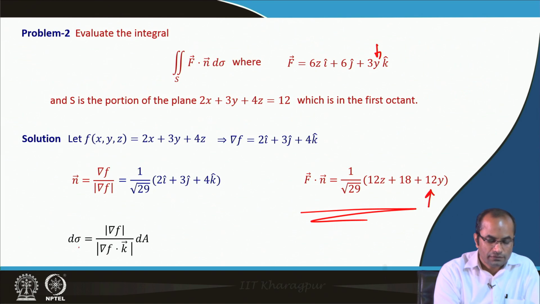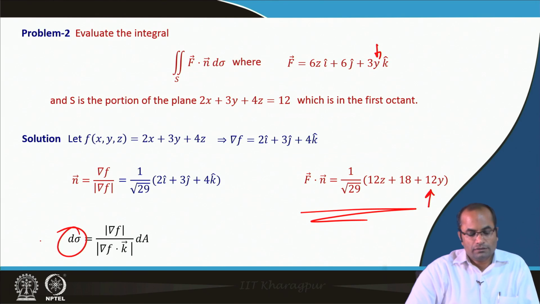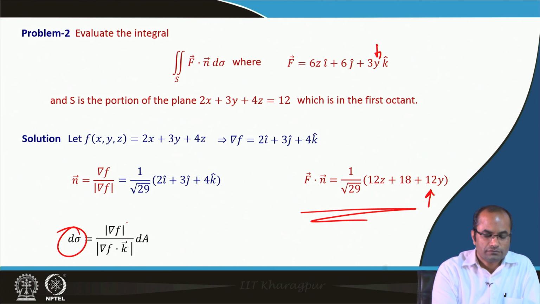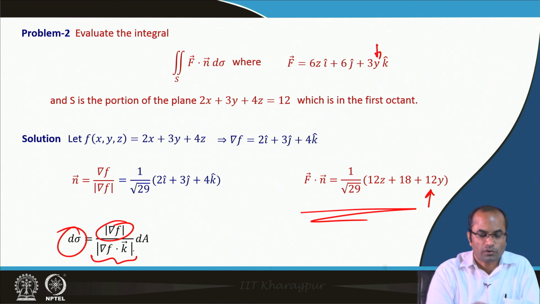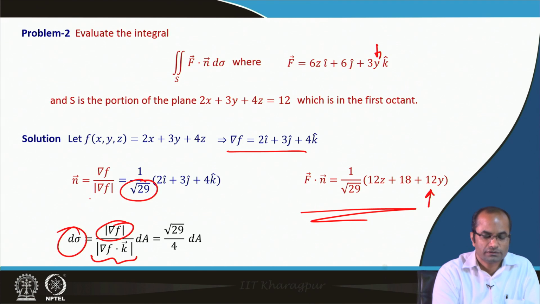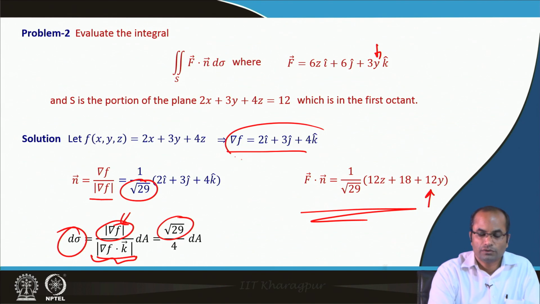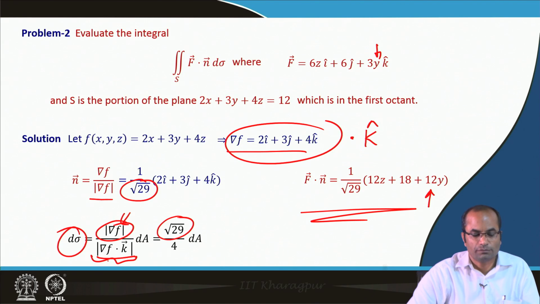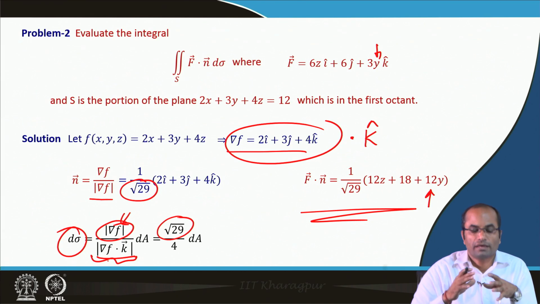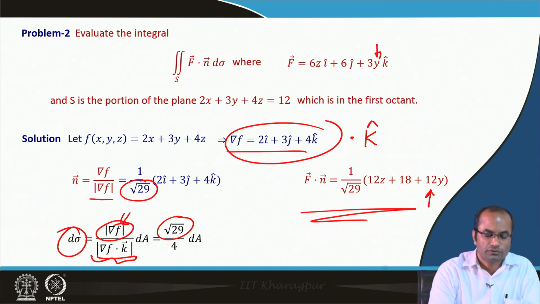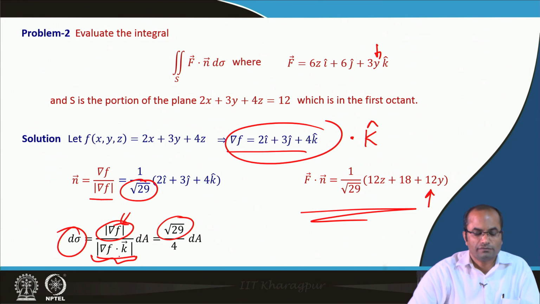this element here, d sigma, which is gradient f divided by this product. So we need to compute this as well. The gradient f is computed here, we have already computed its magnitude, that is square root 29, and then the gradient f dot product with the k, because here we are projecting on the xy plane again. That is a normal to the xy plane, so we have here the k.